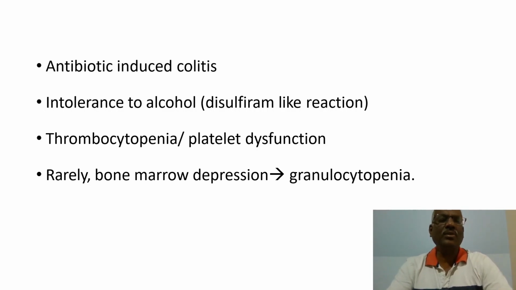In patients who are intolerant to alcohol, they produce disulfiram-like reactions. They produce thrombocytopenia and also dysfunction of the platelets, so there may be chances of bleeding. Rarely, they may produce depression of the bone marrow, thereby producing granulocytopenia.